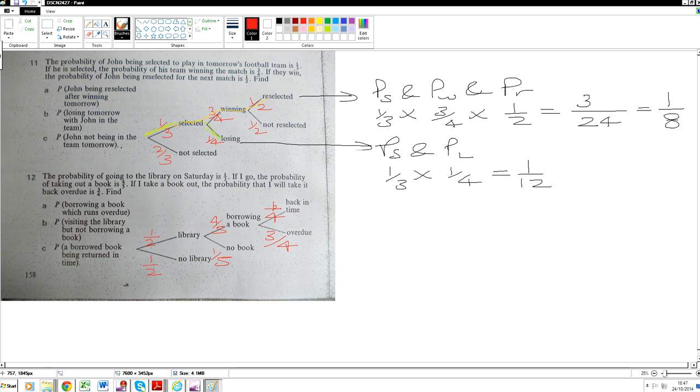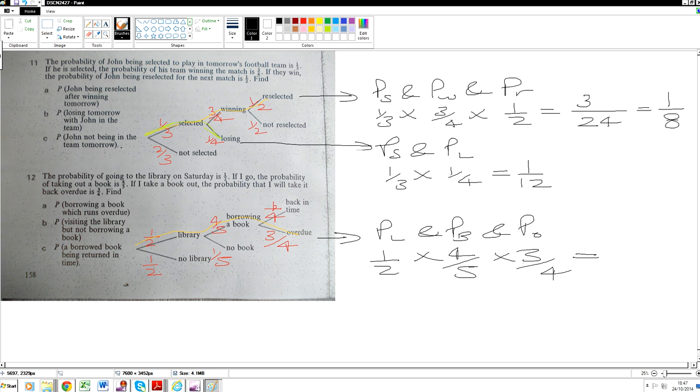Okay, question A. What's the probability of borrowing a book which runs overdue? So he's got to go to the library first of all, then borrow the book, and then it's going to be overdue. So if you look at it in terms of a path, it's going to be this one, followed by that one, followed by that one. So the probability of going to the library and the probability of borrowing the book and the probability that it will be overdue. So the first probability is a half and means times. Borrowing a book is 4/5 and means times. Probability of overdue is 3/4.